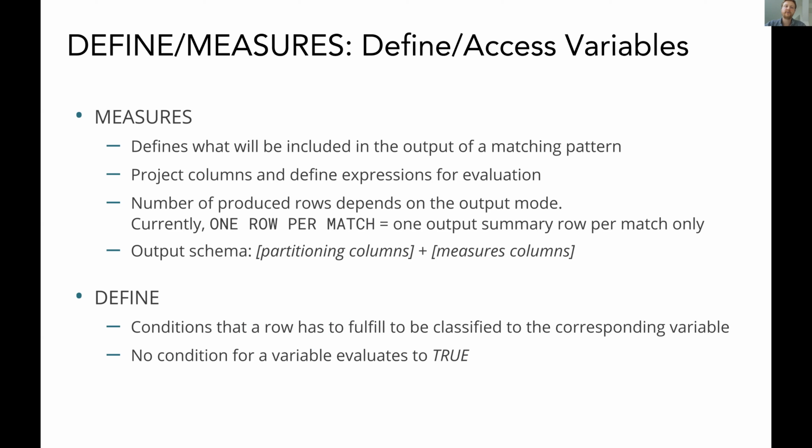So basically for every incoming row we know in which part of the match we were. In the define clause, which is used to define conditions on the pattern variables, if we don't specify a condition for one of the pattern variables that we defined previously, then by default the true condition will be used, so that every row will be considered as mapping to that pattern variable.